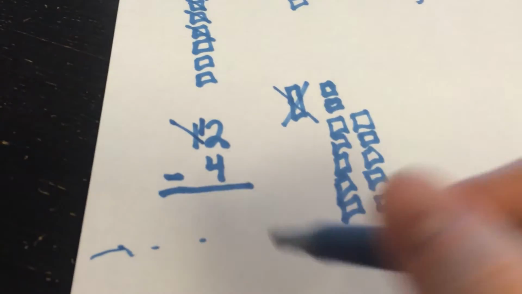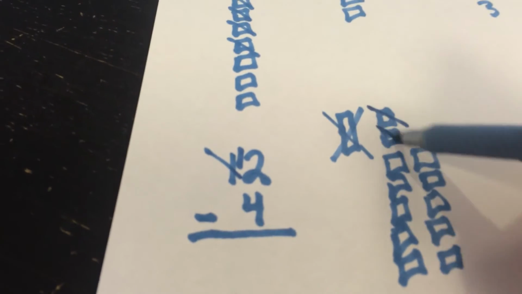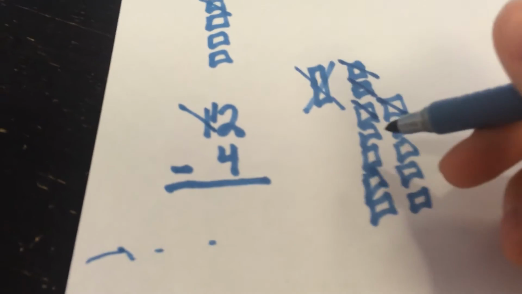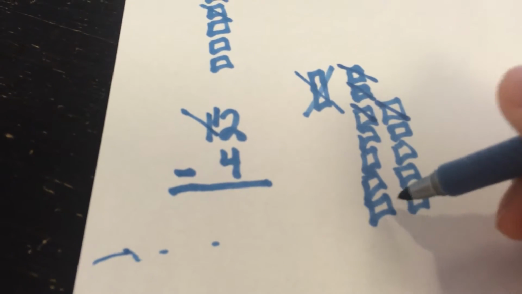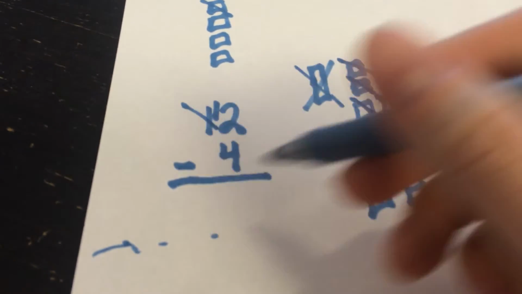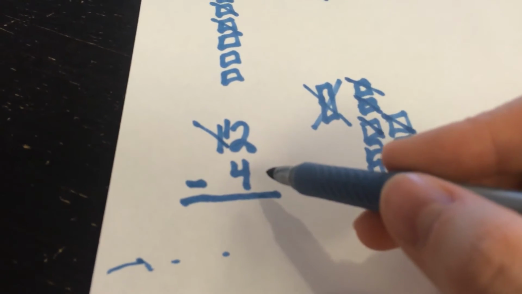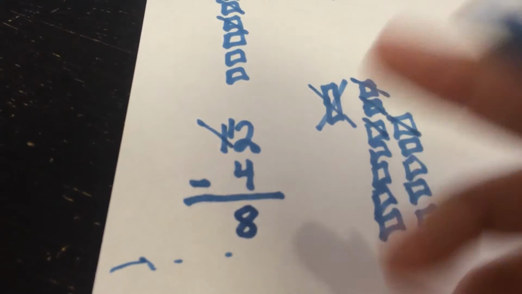So now we will take away 4 of those mini cubes. So count off with me. We're going to cross out 1, 2, 3, 4. And now we just add up to see how many we have left. We have 1, 2, 3, 4, 5, 6, 7, 8. That leaves us with 8. So 12 minus 4 equals 8. All right.